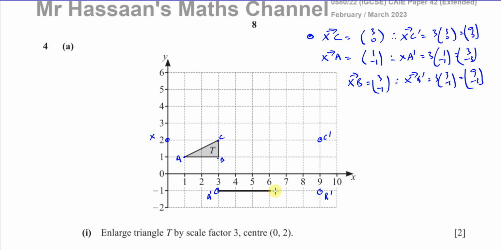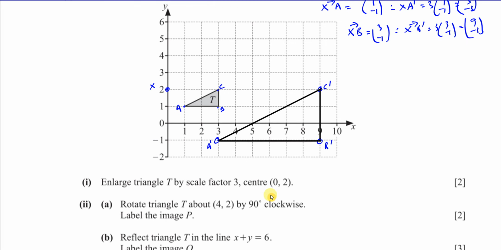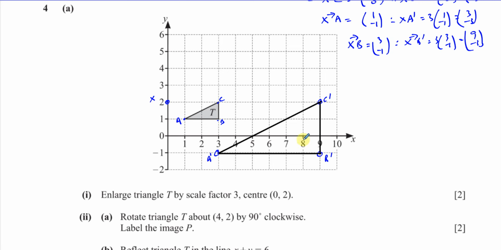There is your triangle, which you can then join together with a ruler. You should use a ruler, please. Don't use freehand for this. And there we have our enlarged part. If you want, you can label this as part 1, so that it's clear that that's what you've done for part 1. So there we have the answer to part 1.